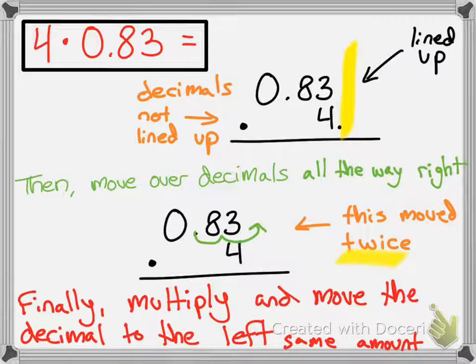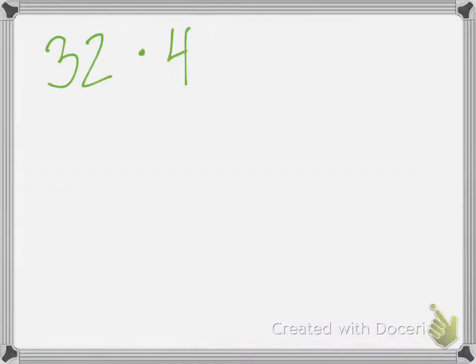This is important. I move over the decimals all the way to the right. Notice I did 2 bunny hops for this decimal. I would move it however many decimal places I had, so I moved it twice. Finally, you multiply, and then you move the decimal back to the left the same amount that you moved it to the right. This is the only step it takes to multiply with decimals. The new thing is we just bunny hop however many decimal places away, and then we bring it back at the end.